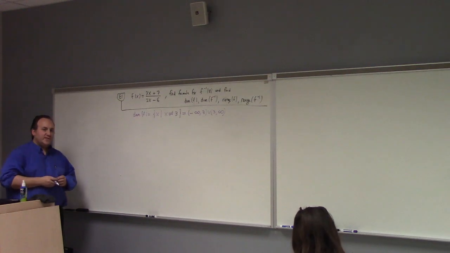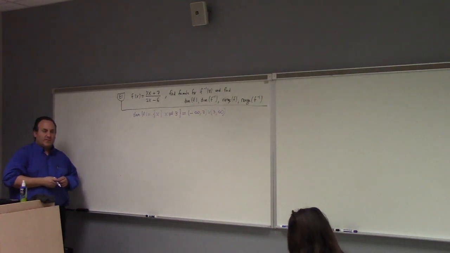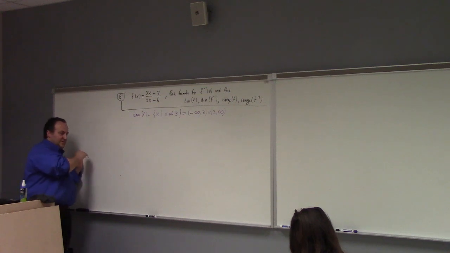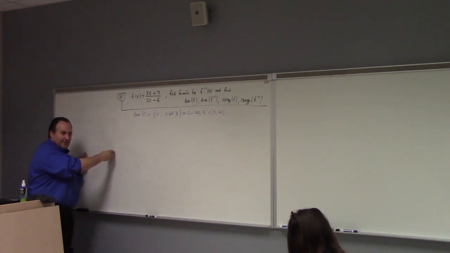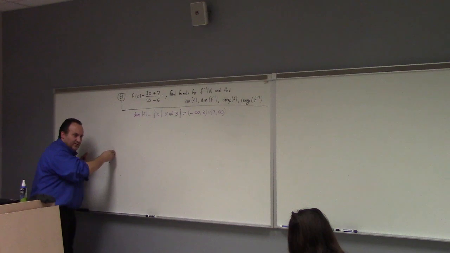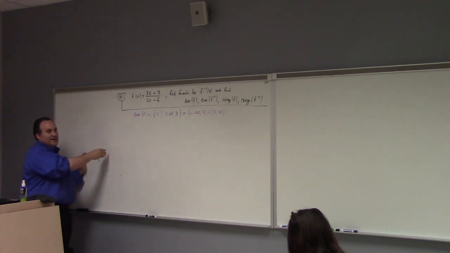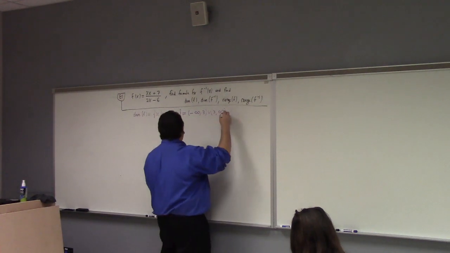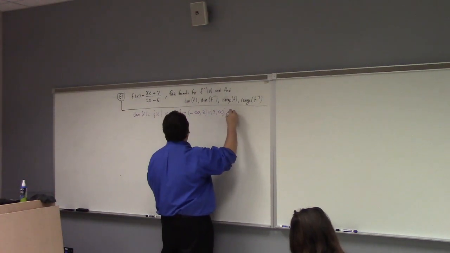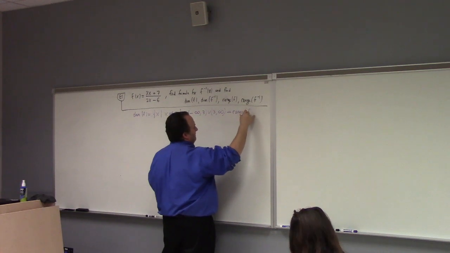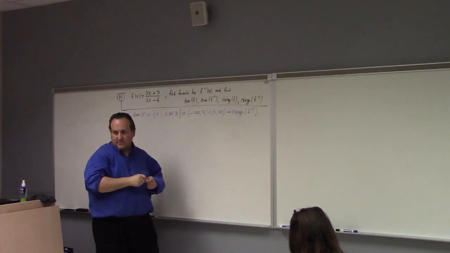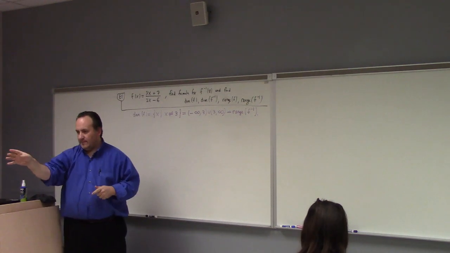What's the range of the inverse function? Remember how it goes? The function goes from its domain to its range, and the inverse function goes from the range of the function back to the domain of the function. So this is equal to the range of the inverse function. So we get that much without so much as a calculation, just common sense basically.